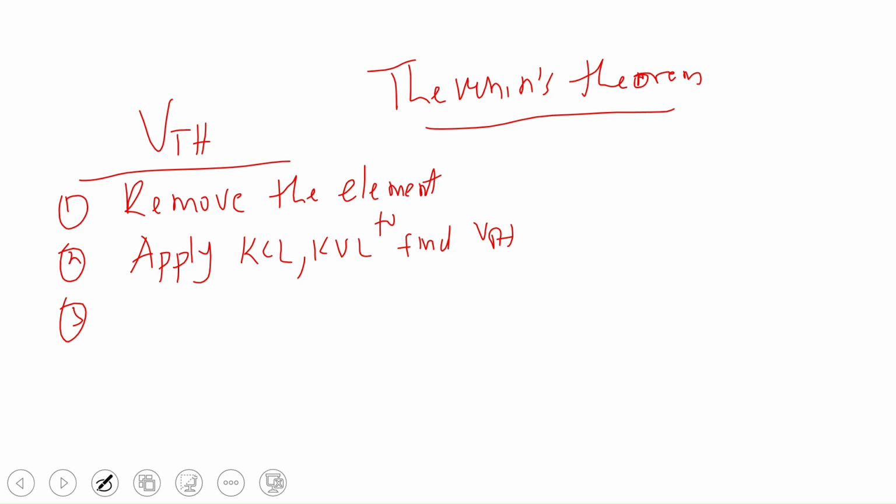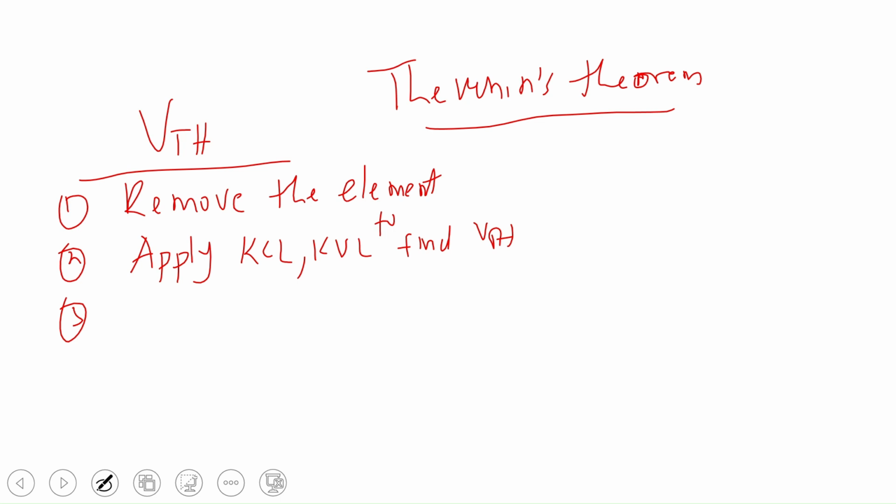So now we will remove the element and we are going to apply KCL or KVL to find VTH. There are various ways. Sometimes you can apply something we call mesh analysis and all, but I will not introduce you to those things yet. So basically, you're just going to use the Kirchhoff laws to find VTH, right? So basically, that's what we are going to do. Remove the element, apply Kirchhoff laws, and find VTH.